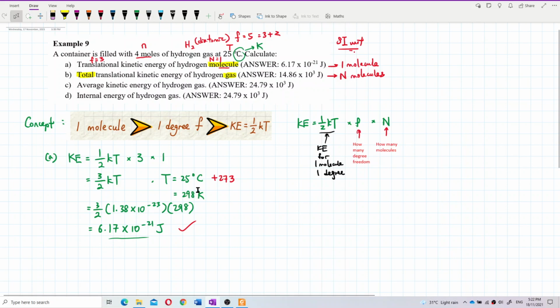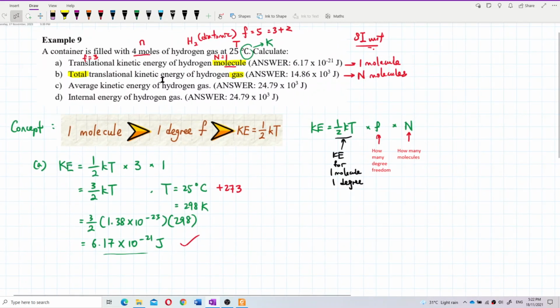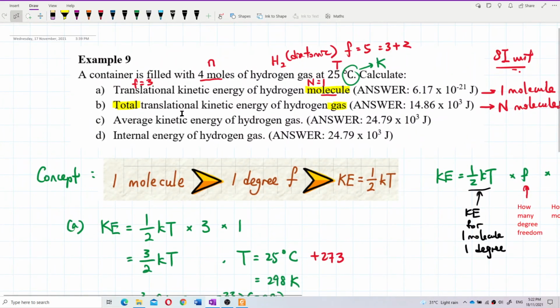Okay. Now question B. Total translational kinetic energy of hydrogen gas. That means it has many molecules, N molecules. Total. You see the word total? The word gas means it's not just one molecule; it has many molecules. But the degrees of freedom just stick to translational. You see that? Translational. So the degree of freedom is not 5.